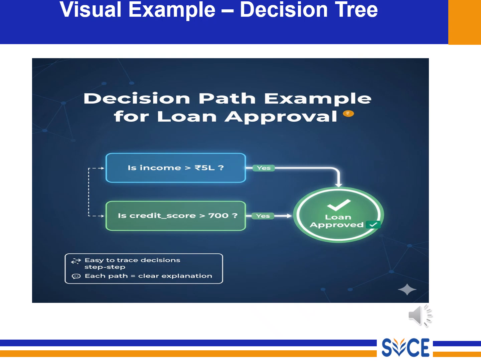So for example, if income is high and the credit score is good, the loan will be approved. If the income is high but the credit score is poor, the loan may be approved. Okay students, can you see how clearly the reasoning is shown? Yes, that's why decision trees are very popular. Can we move to the next slide?